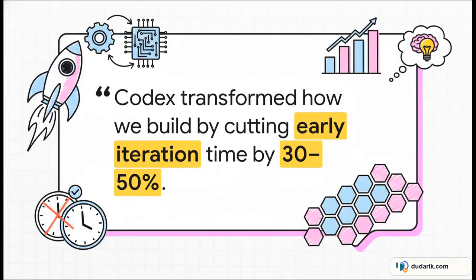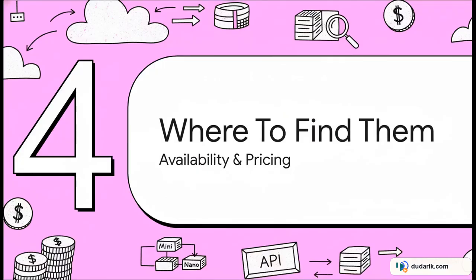And the results of working this way? They're pretty incredible. Joey Wang at Harvey said that using this exact pattern cut their early development time by up to 50%. That is a ridiculous productivity gain. It just frees up engineers to stop worrying about the small stuff and focus on what really matters: system design and architecture.